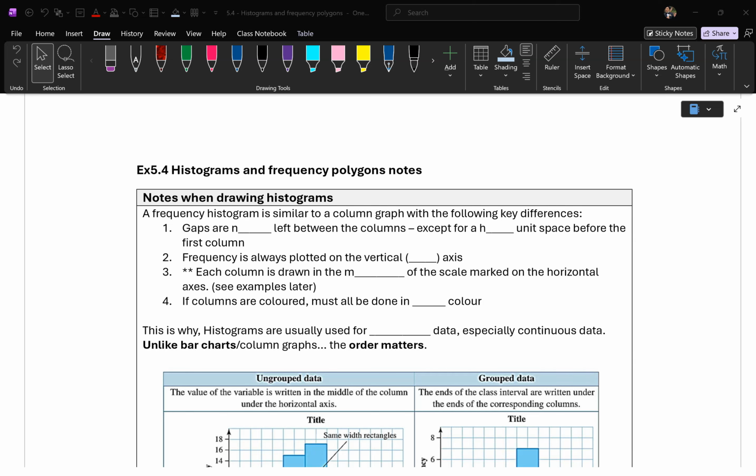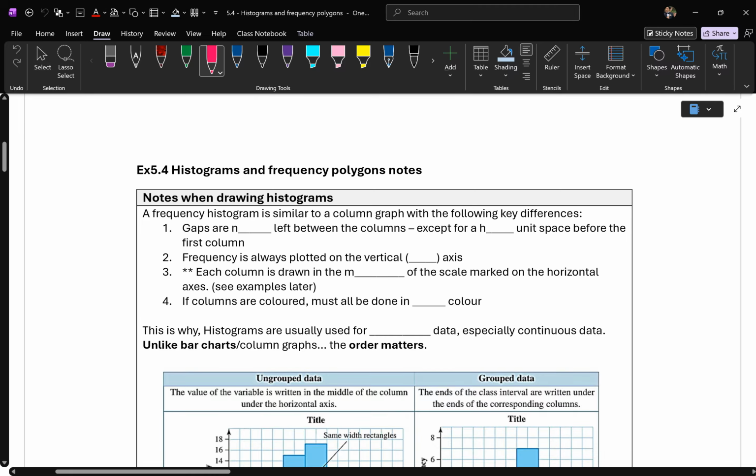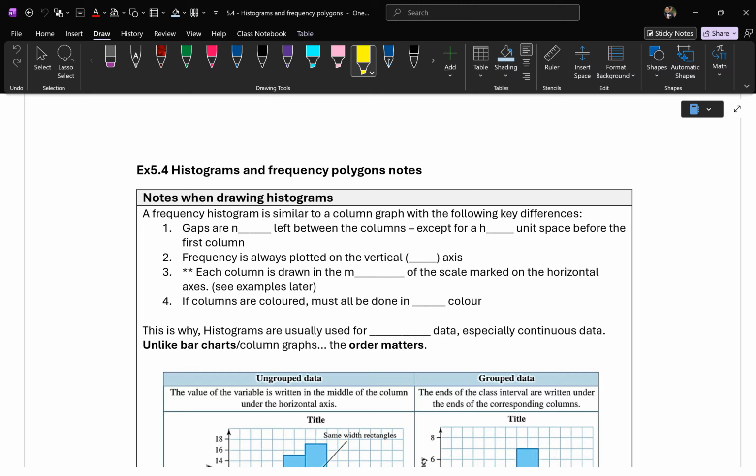Let's begin. All right. So, histograms and frequency polygon notes. We already previously talked about when you use a histogram. Remind me again, when do we use a histogram instead of a bar chart? Let's go, Jack, do you remember? When do you use a frequency histogram?